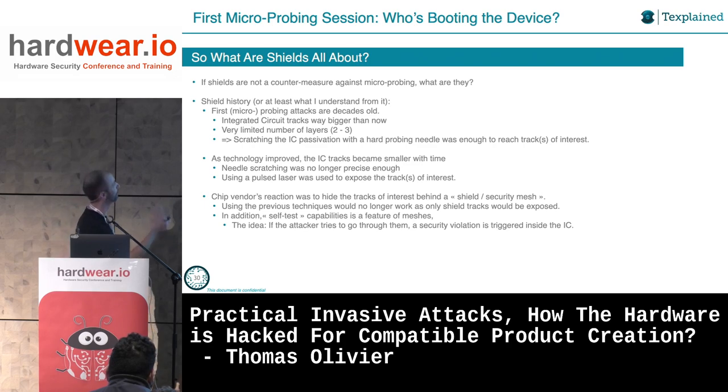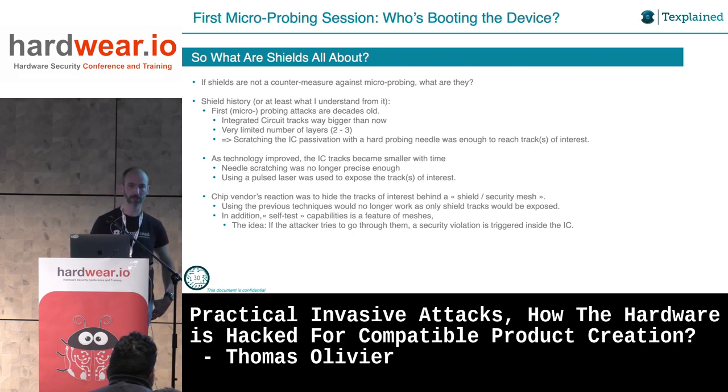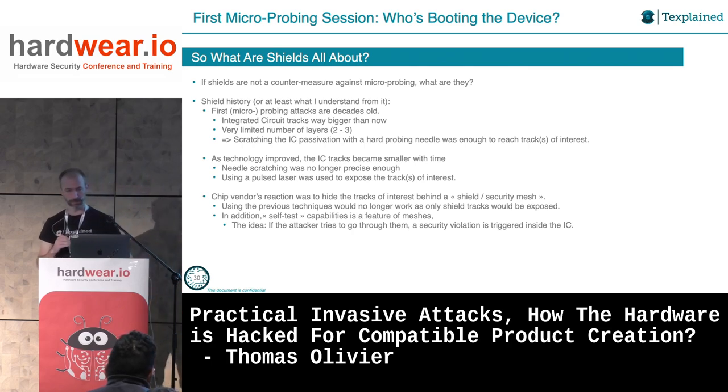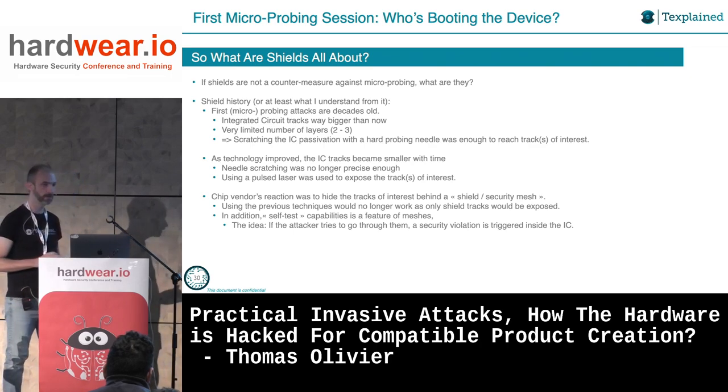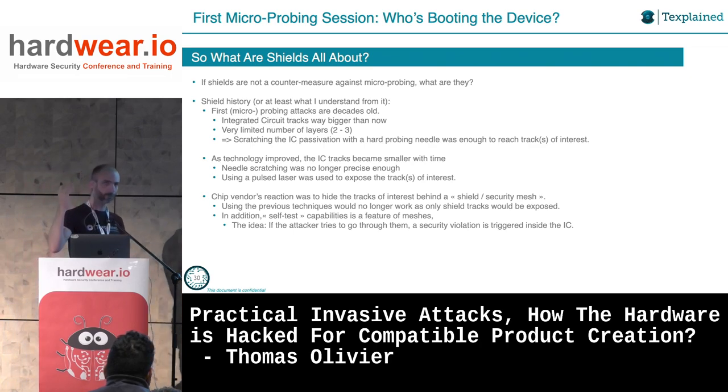First of all, I have a slide about shield, and I know I won't make friends with this slide, but I always ask myself, is a shield a countermeasure against microprobing, right? And if I understand the history correctly, it's not, because decades ago, to reach the signals of interest, you just scratched the surface of the chip until you touched the tracks of interest, and bingo. So no FIB modification, there was no shield, it was easy.